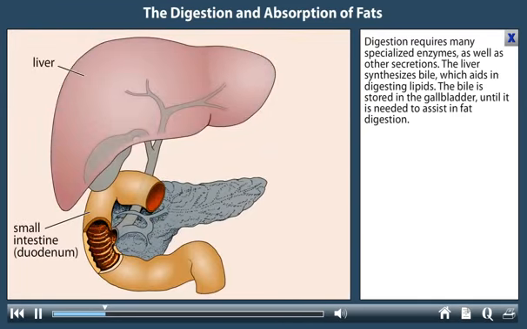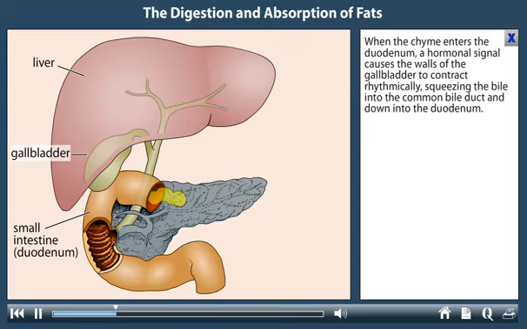The liver synthesizes bile, which aids in digesting lipids. The bile is stored in the gallbladder until it's needed to assist in fat digestion. When the chyme enters the duodenum, a hormonal signal causes the walls of the gallbladder to contract rhythmically, squeezing the bile into the common bile duct and down into the duodenum.